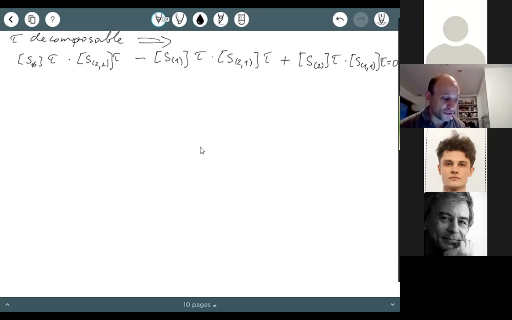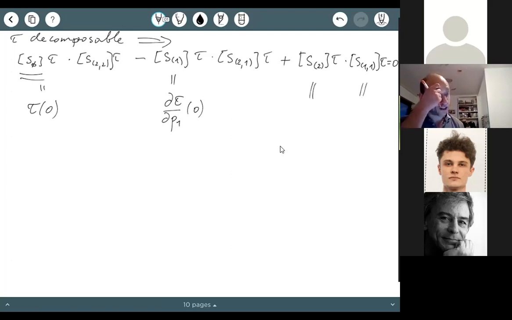So now how do we find these coefficients? For instance, the coefficient of S empty is just the coefficient of 1 in tau. This is just tau of 0. That's easy. This is also easy. So S1 is equal to P1. So that's the coefficient of P1. So I can write it as d tau over dp1, and then again taken at 0.